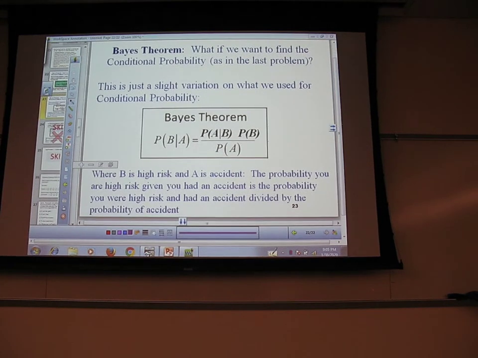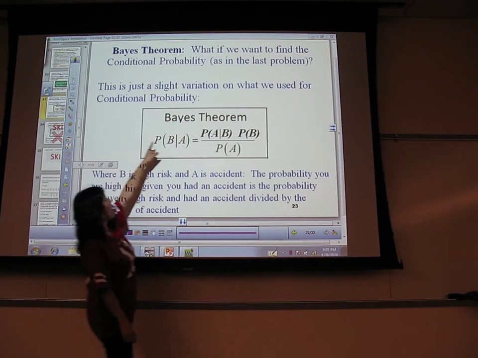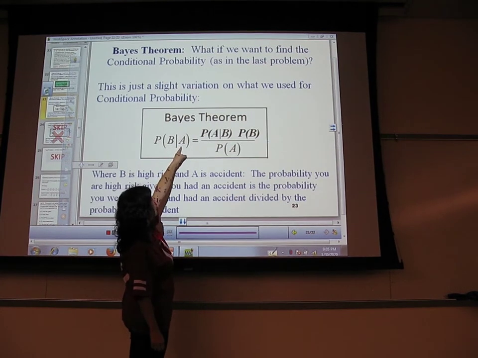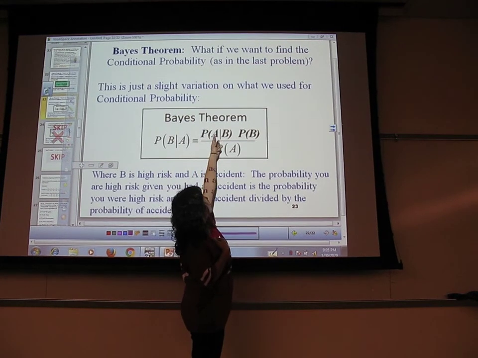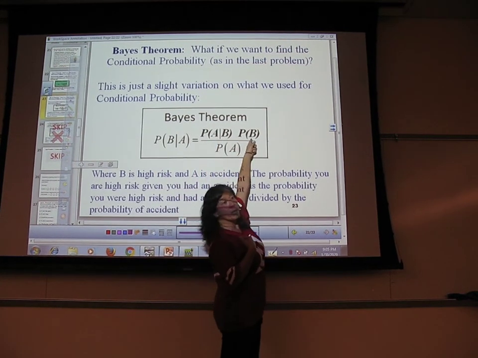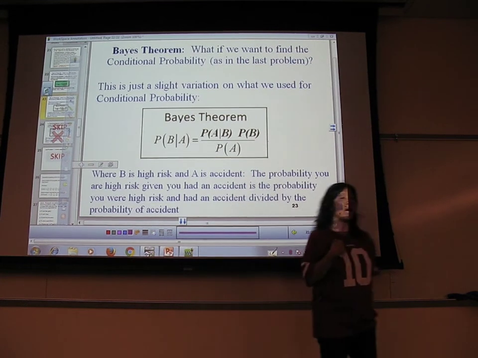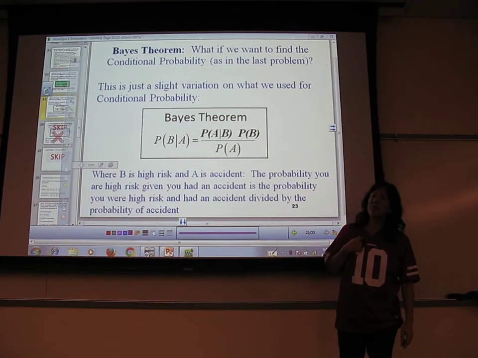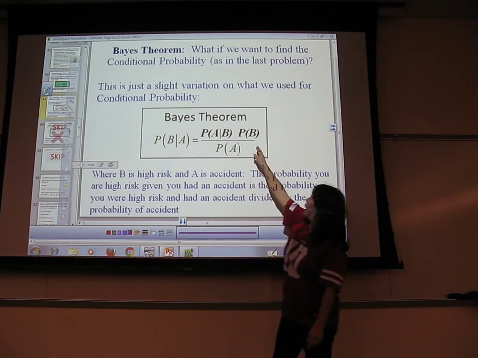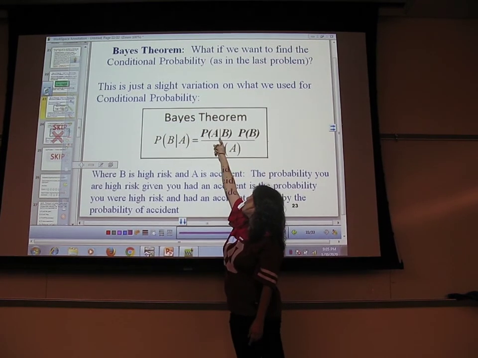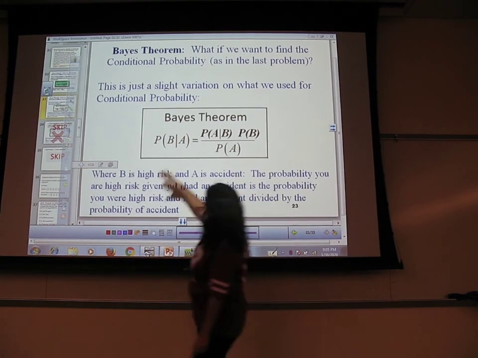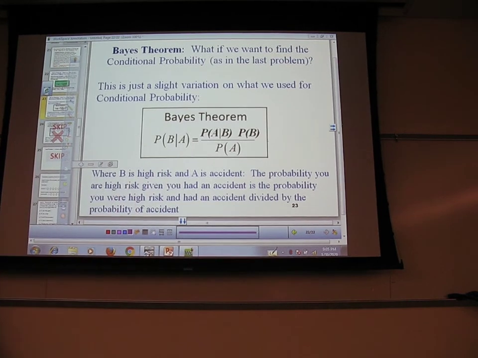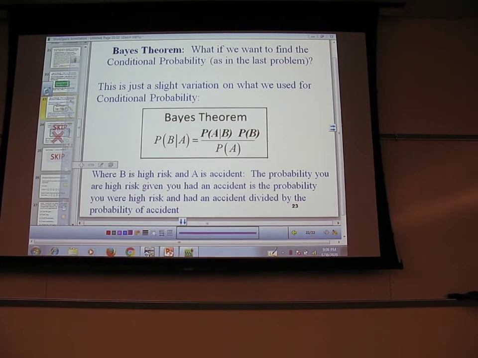Right, so we wanted to know the probability of being high risk given you had an accident. So what we do is we find the probability of having an accident given you're high risk, multiplied by the probability you're high risk. Remember, 10% of people were high risk. If you're high risk, then the probability of having an accident was 9%. And then we divide it by the probability of accident. So that's where that comes from. Bayes goes on and becomes more complex, but this is the basic, simple version of Bayes.